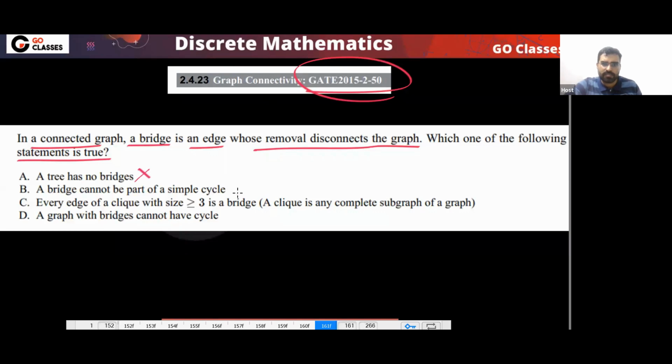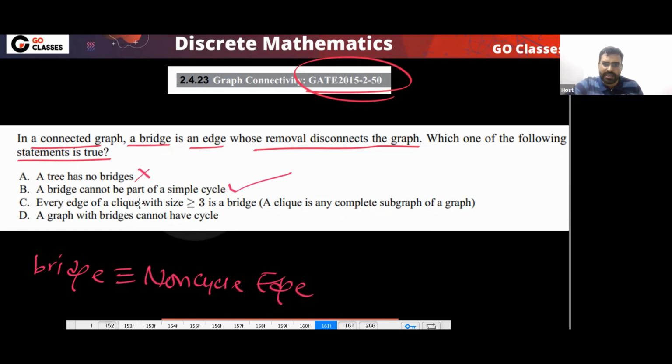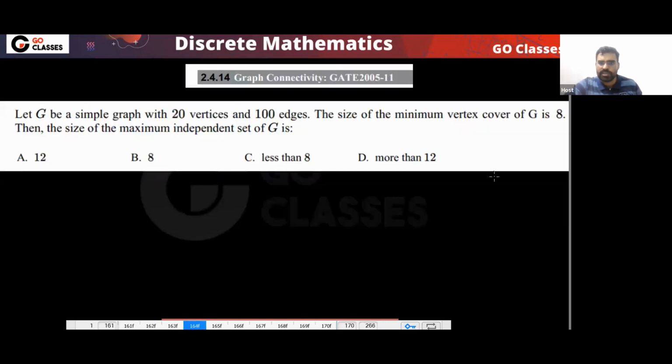What about this? A bridge cannot be part of a simple cycle. Yes, a bridge means a non-cycle edge, correct or not? Every edge of a clique is a bridge. No, no, no. A graph with bridges cannot have a cycle. Again, this is no. Okay, so quite simple.